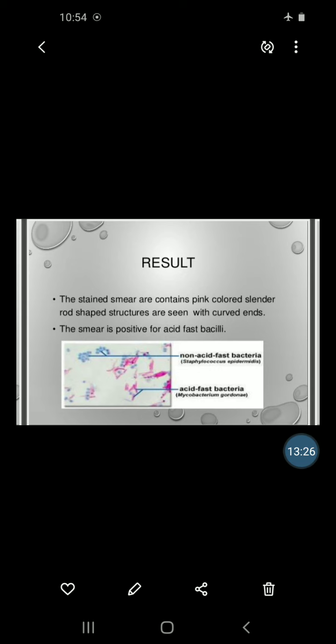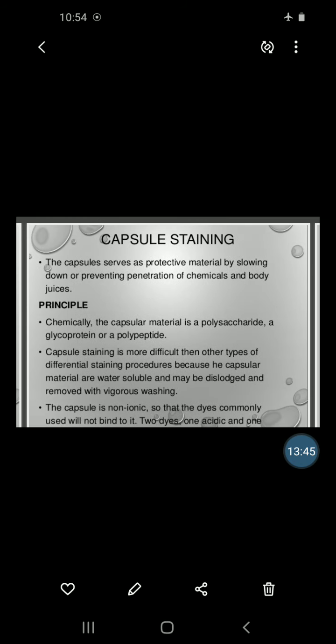The acid fast bacteria is Mycobacterium gordoni, and the non-acid fast bacteria is Staphylococcus epidermidis. Yes, for acid fast bacteria it is Mycobacterium gordoni, and for non-acid fast bacteria, Staphylococcus epidermidis. This is all about the acid fast staining.